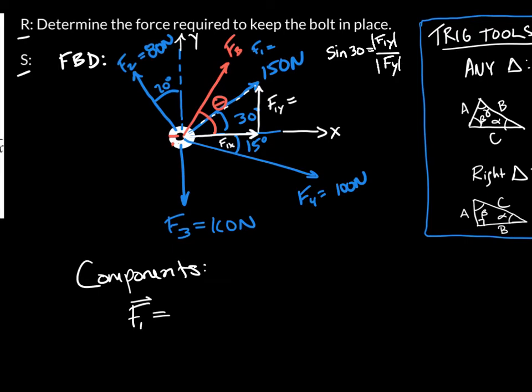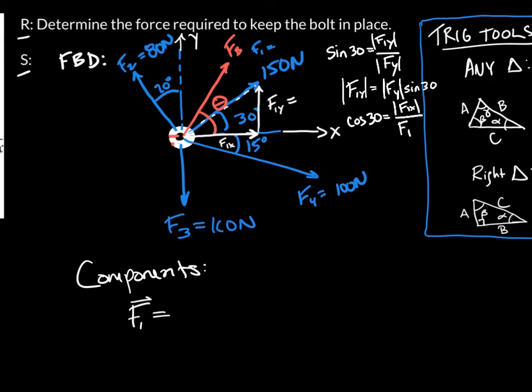So I can resolve for F1y, and I can say the magnitude of F1y equals F1 times the sine of 30. Now I'll note that if I wanted to do F1x, I would end up with the cosine of 30 equals F1x over the hypotenuse, which in this case is F1.